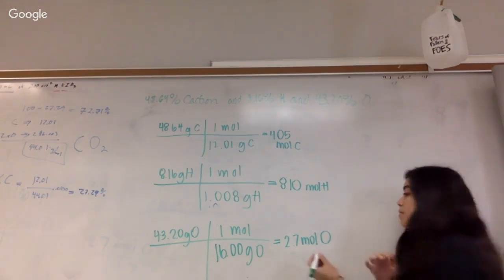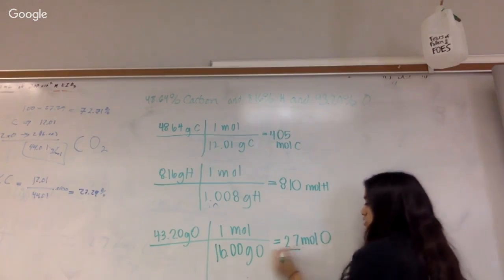So can we divide all, what's our smallest number? 2.7. So let's divide them all by 2.7.